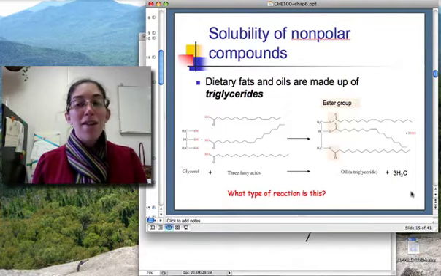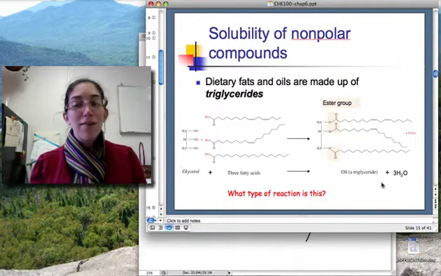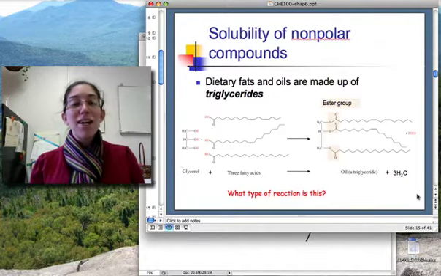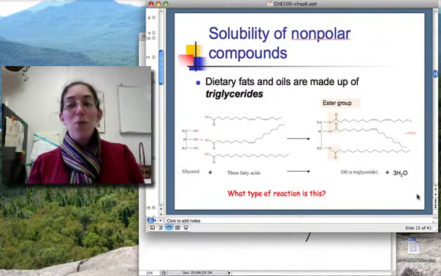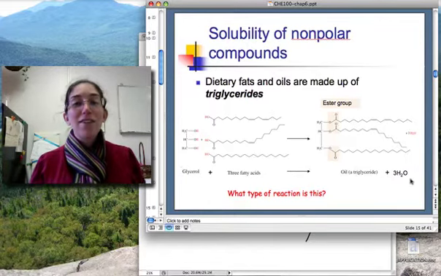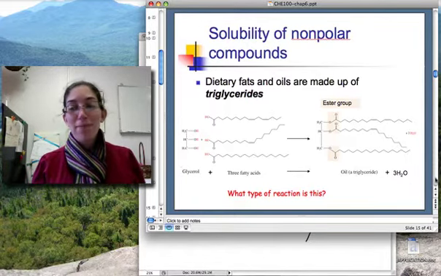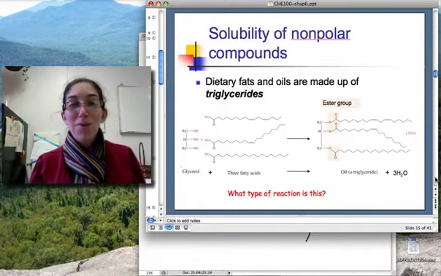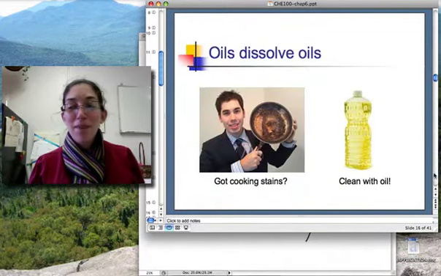Anyone remember? The hint is water over here, okay? This is a condensation reaction. Water is formed. Two molecules are forming together to form one, and in the process you lose water. That's a condensation reaction, okay? So hopefully some of you recognize that.